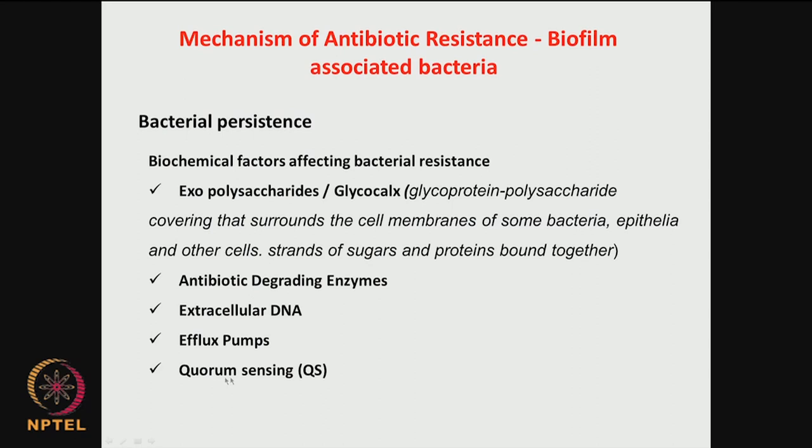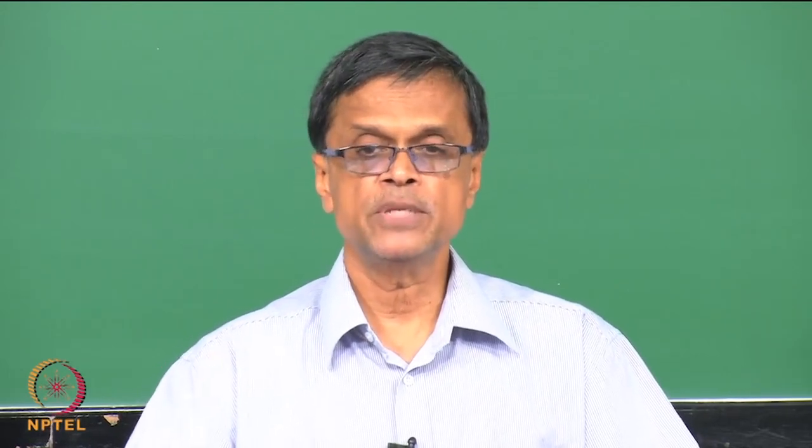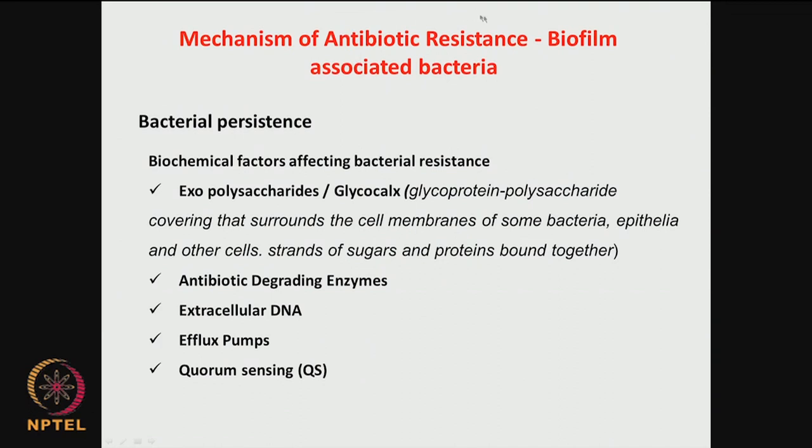Quorum sensing. Many bacterial species release a chemical called a quorum sensing molecule. It's a metabolite, just to inform each other that there is a certain cell population density. Quorum sensing helps in biofilm formation. Basically, quorum sensing molecules indicate that the bacterial population has reached a threshold and that they can form a colony. All these factors influence the bacterial species gaining antibiotic resistance, and we will look at each one of them a little bit. And this leads to biofilm associated infection in biomaterials.